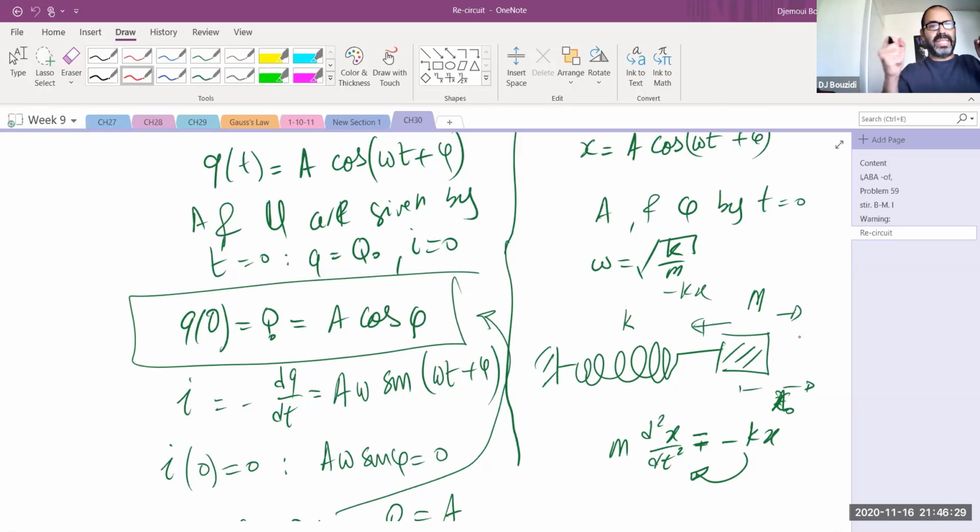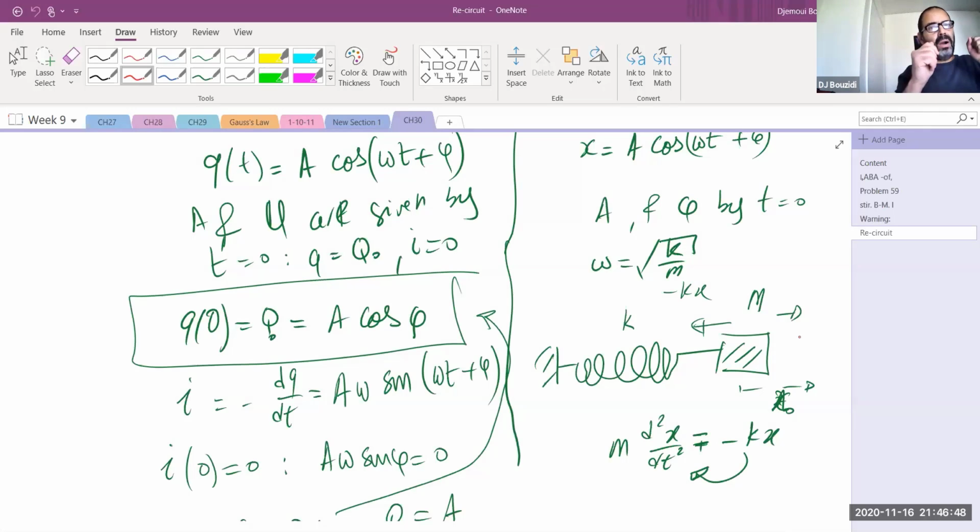And then once the mass comes back to its original equilibrium position, at that point the spring is relaxed. It's not compressed or stretched. So in that situation, all the energy is actually kinetic energy inside the mass, and no potential energy. And the energy goes back and forth between kinetic and potential.